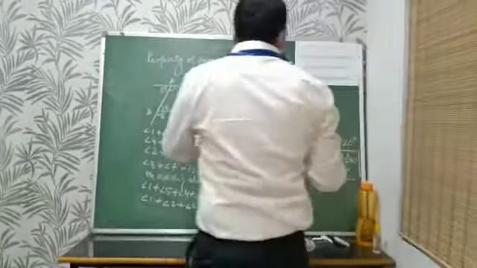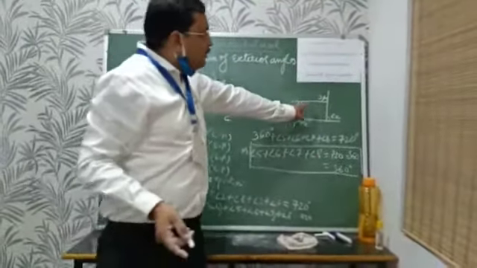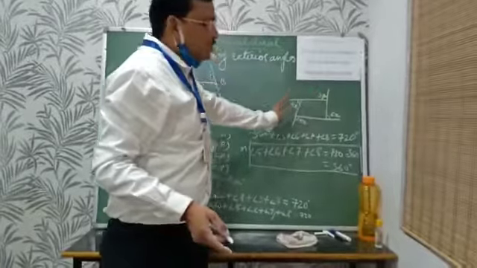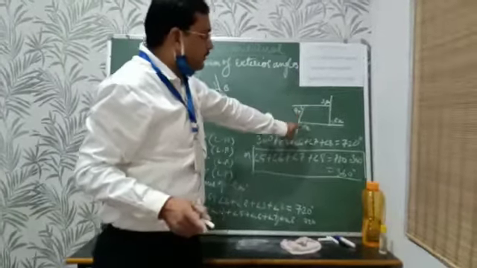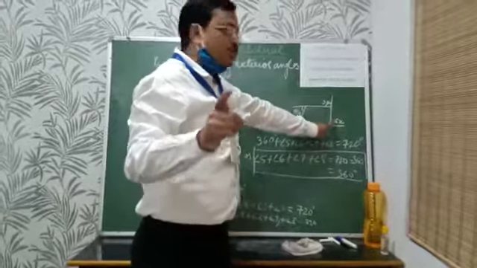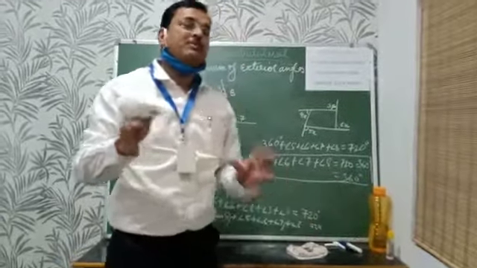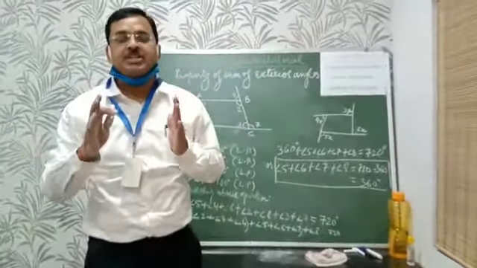Now, the question I gave you before starting: solve this question. You can say directly now 3x plus 4x plus 5x plus 6x is equal to 360 degrees. Now we know the reason why it is 360 degrees.